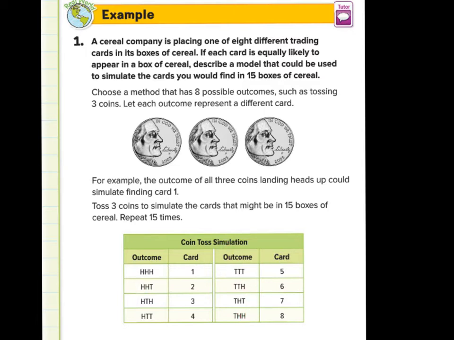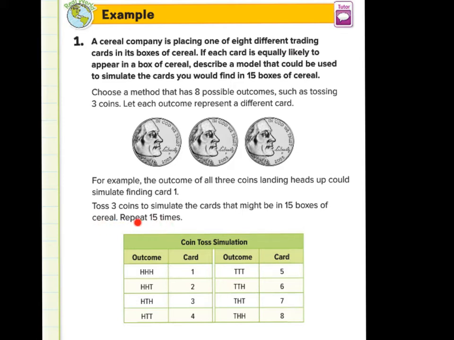So you can see that we have 8 different outcomes. If we were to throw these 3 coins up, we could use this as a tool to model 8 different outcomes. Okay? So for example, the outcome of all 3 coins landing heads up simulates finding card 1. Toss 3 coins to simulate the cards that might be in 15 boxes of cereal.